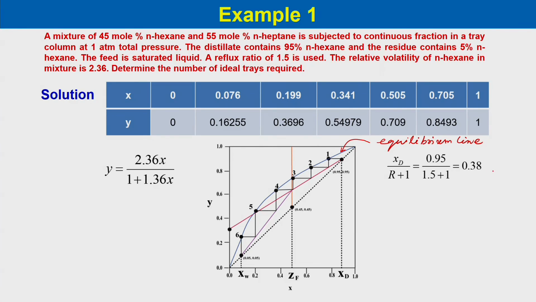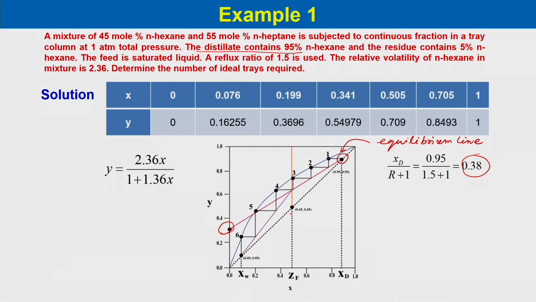And we know the intercept of the rectifying section operating line. So, we locate on the y axis which is 0.38, we locate the intersection point, and the composition of the distillate is given as 95% n-hexane. So, we know the point on the 45-degree diagonal which is 0.95, 0.95. So, with this we can plot the operating line of the rectifying section.